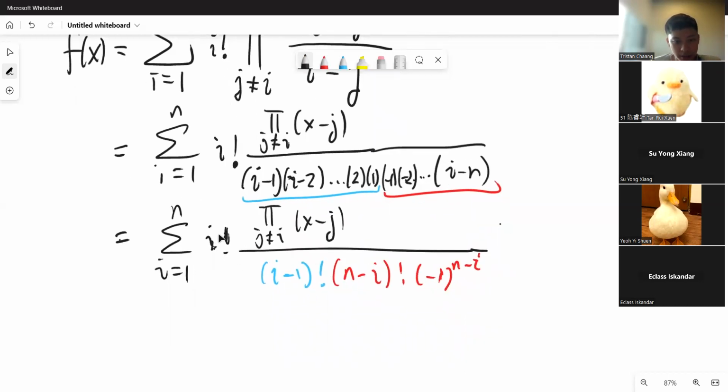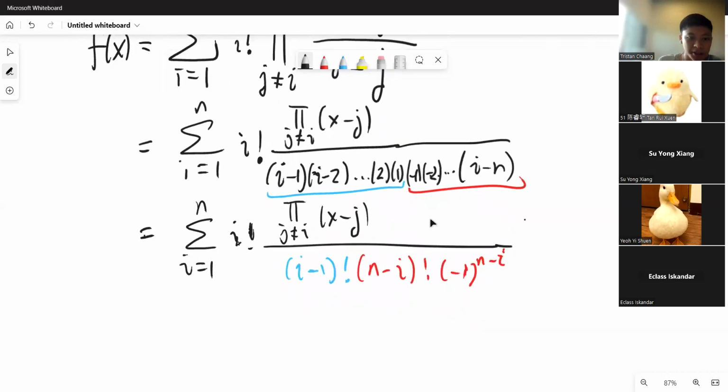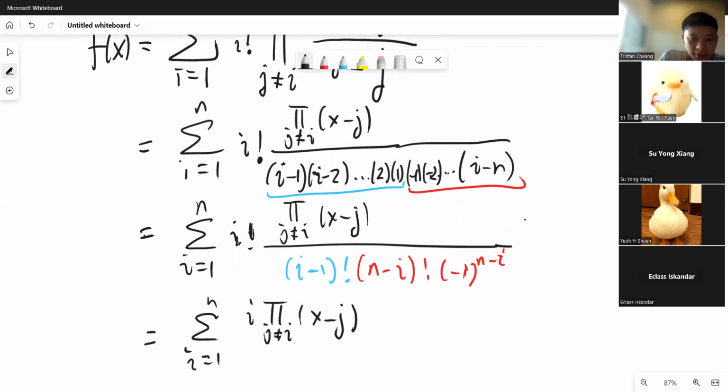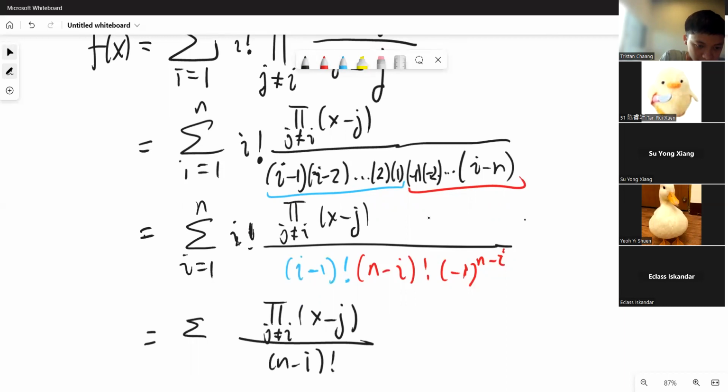Okay. Well, what can we do here? We can write x minus j over n minus i factorial, well, times negative, sorry, no space. Okay, this might be quite difficult to solve, but let's just try.